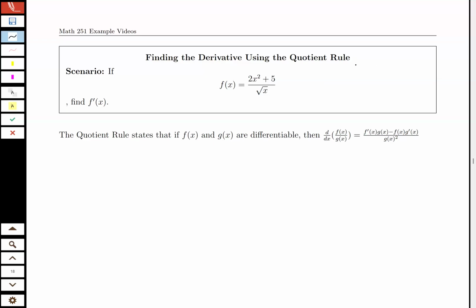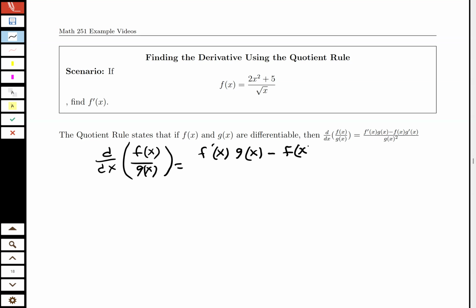Let's find the derivative using the quotient rule. I have a function that is equal to 2x squared plus 5 over the square root of x. The quotient rule states that if I'm looking at the derivative of a function divided by a function, that's going to be the derivative of the top times the bottom, subtract the top times the derivative of the bottom. So I have kind of a derivative, derivative, and original, sort of a mix match situation. And this is all over the denominator squared.